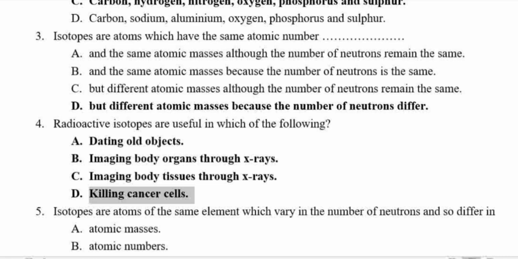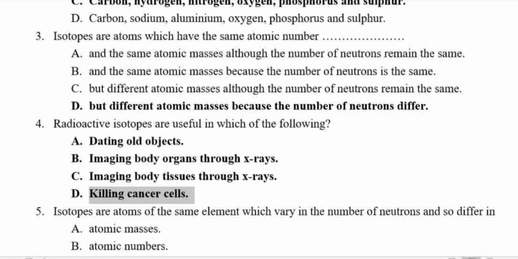I remember when I had an accident, my leg bone got broken. We call it a fracture. How did they manage to know? They got to know it when they took an X-ray of my leg, and then they realized that there was a fracture. So radioactive isotopes are useful in imaging body organs or tissues through X-rays. And then again, they are useful in killing cancer cells.